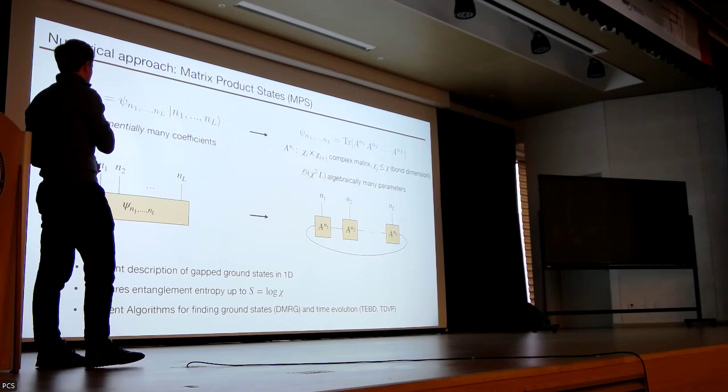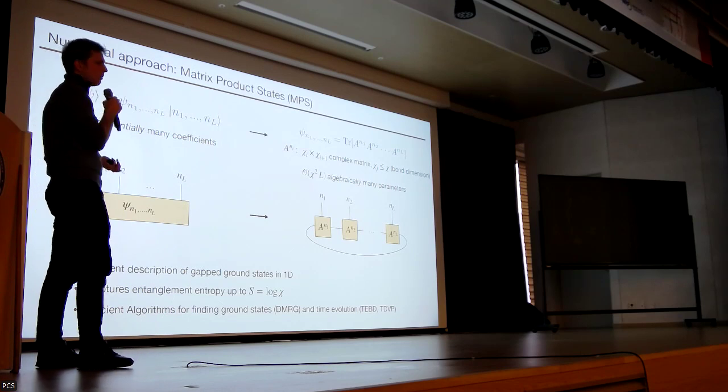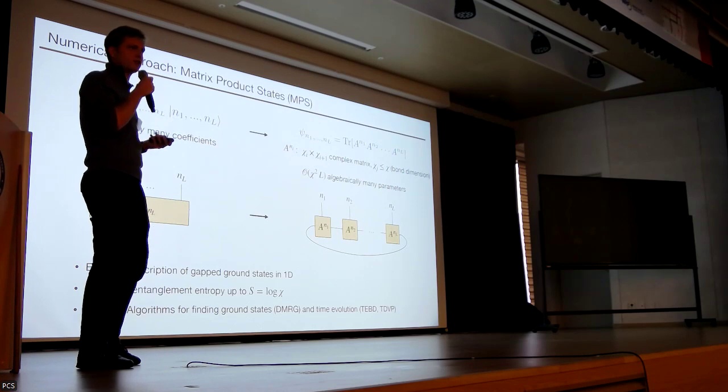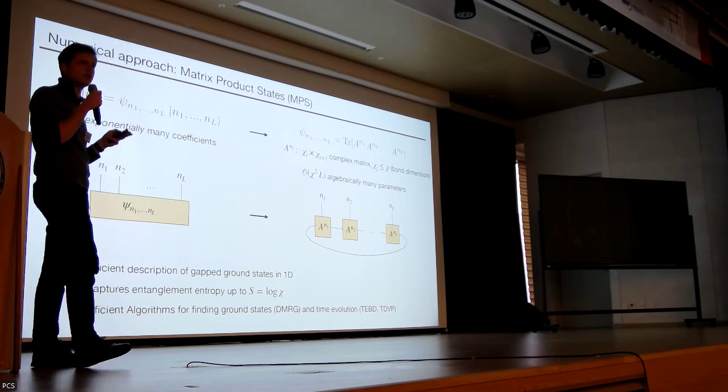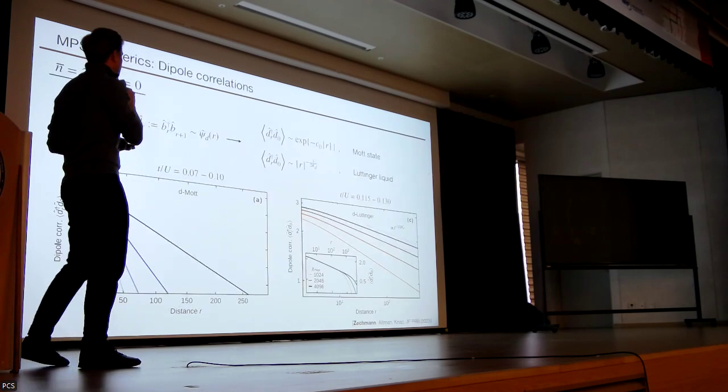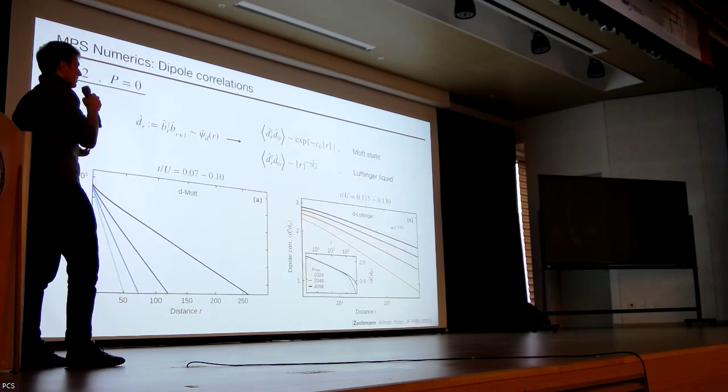And in particular, what we can rely on is that for these types of states, there are very efficient algorithms for either finding ground states or doing time evolution. So this is a numerical method of choice, which is particularly well suited for this one-dimensional system that we're working in. And we can indeed check that the expectation that we've had before is true.